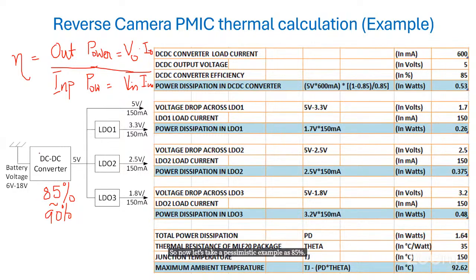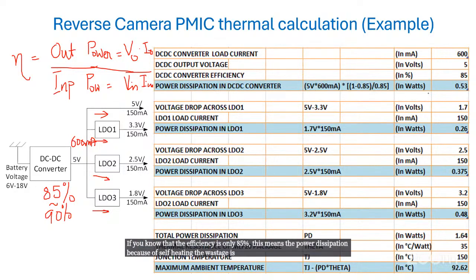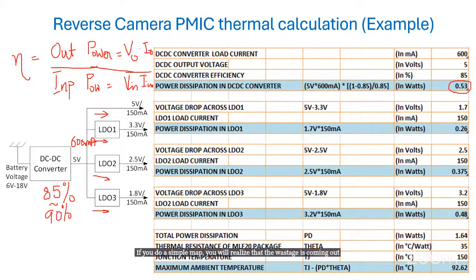Now I can calculate the power dissipation, or the self-heating of the chip, where the power dissipation is based on the output power, which is 600 milliampere. Why is this 600? You have 150 from here, another 150 from each of the 3 LDOs. So the total load current from 5 volt is 600 milliampere. The output power is 600 milliampere times 5, which is roughly 3 watt. Now if the efficiency is only 85%, the power dissipation because of self-heating, the wastage, comes out to 0.53 watt here.